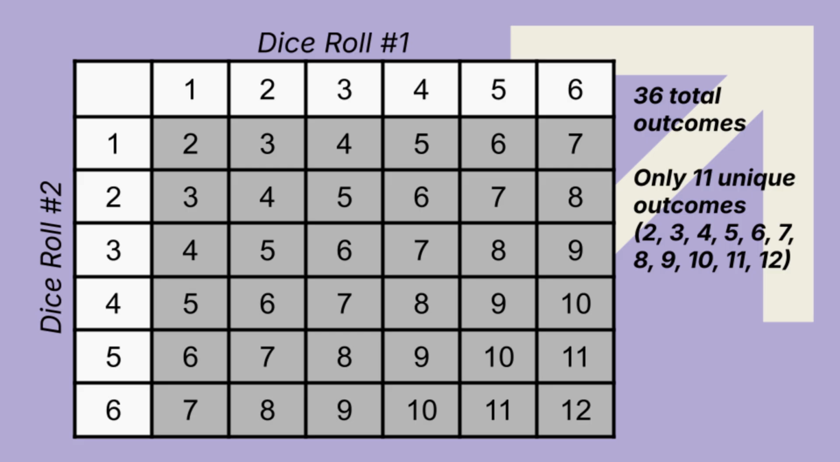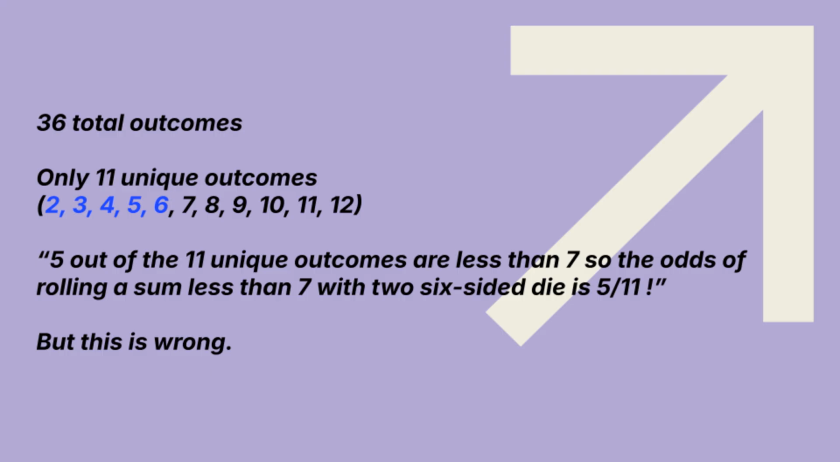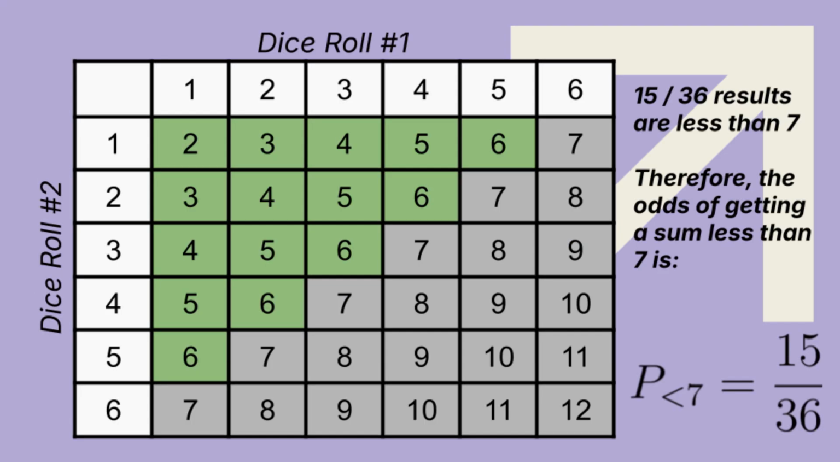When we add up the results, we instead see that there are only 11 uniquely possible outcomes. If we try to apply a similar reasoning from last time, we would say a 5 over 11, or 45% chance of rolling less than 7. Since there are actually 36 total outcomes, the odds end up being 15 over 36, or 42%.